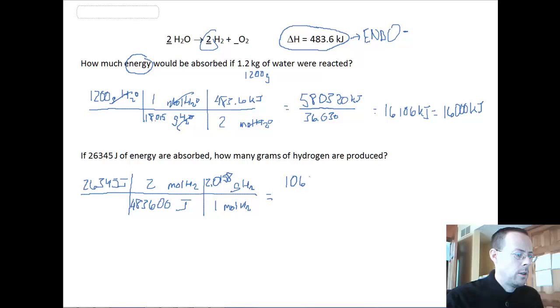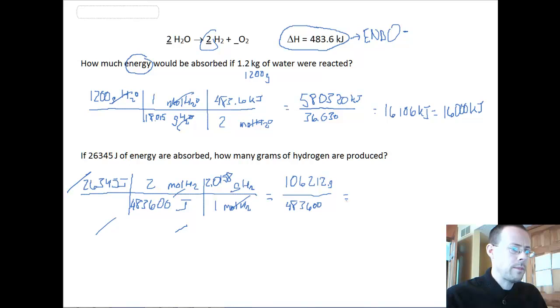So we have 106,212 grams divided by 486,600. Right? And again, moles are gone, joules are gone, and we're left with grams. Alright, so simply, all we're going to do is simplify that. 0.21961 grams. Alright? And probably because we start with 5 sig figs, we'll end with 5 sig figs. Our molar mass for hydrogen has 5, so that is our final answer.